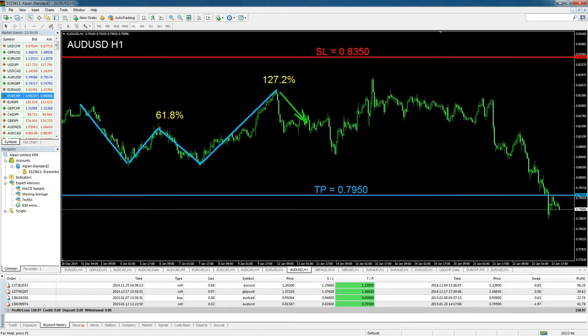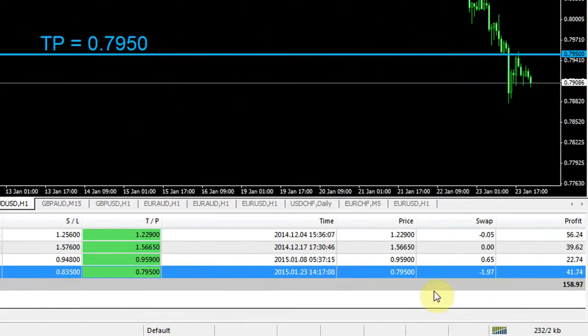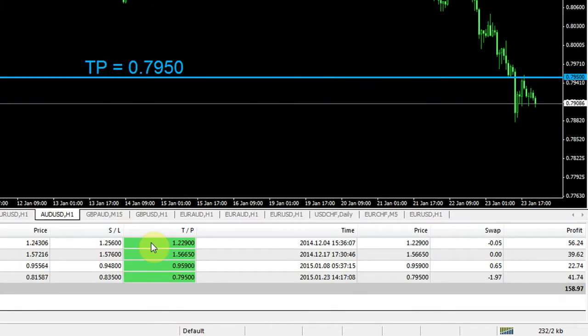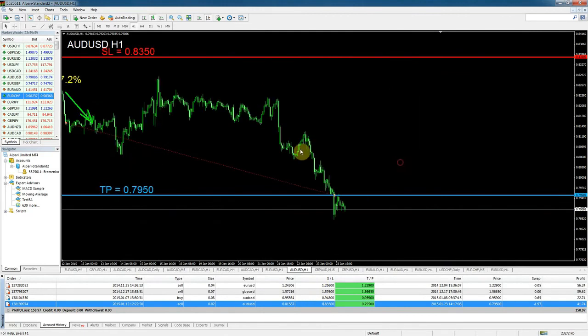Hello and welcome back, and right away, congratulations. It has been 11 days since we opened our order according to the harmonic patterns analysis, and yesterday the order closed at a profit. So you can see the profit over here. It's the last order in the history, $41.74. So I'm just going to drag it onto the chart so we can see how it played out.